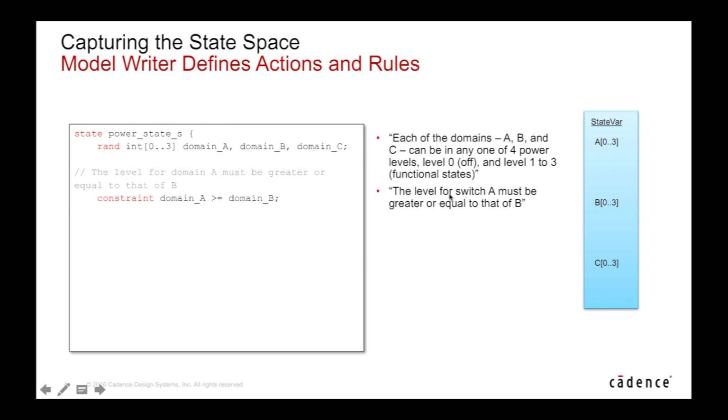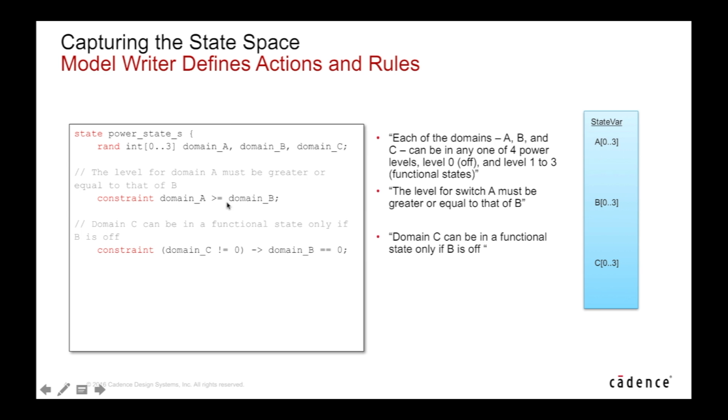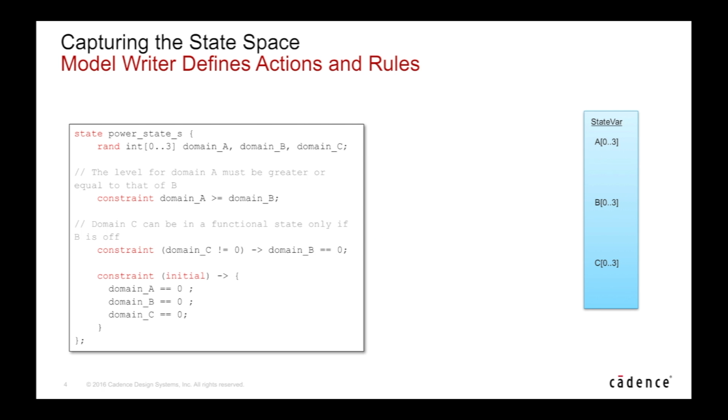The level for switch A must be greater or equal to that of B. No problem, that's a simple constraint: constraint domain A bigger or equal to domain B. Domain C can be in functional state only if B is off. Yet another constraint on our domains: constraint domain C different than 0, so in functional mode, implying that domain B is 0, off. Now there's one thing that was not provided but was clarified. They all start in their off mode.